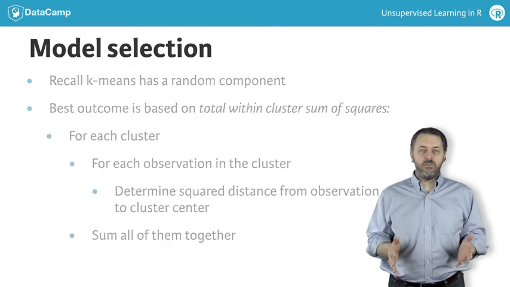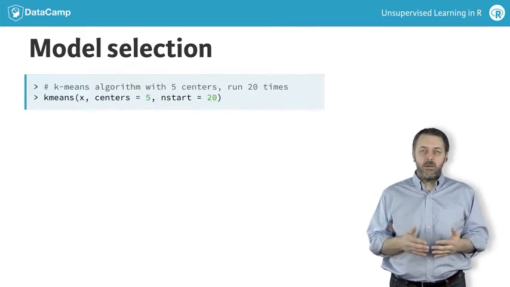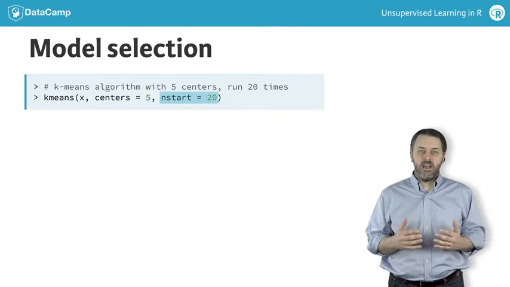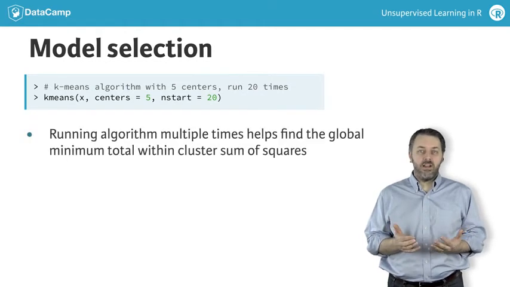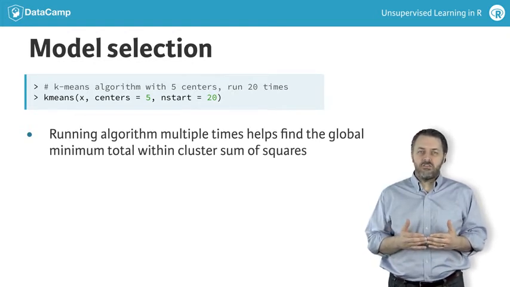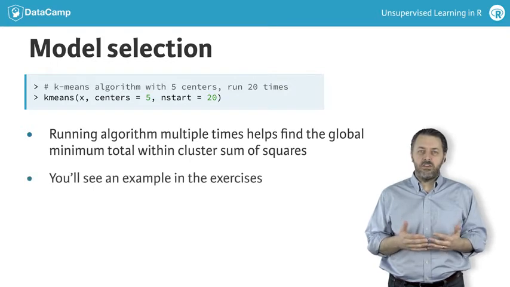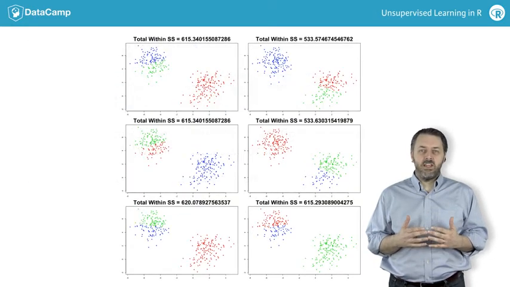R does all of this model selection automatically. By specifying nstart in kmeans, the algorithm will be run nstart times, and the run with the lowest total within cluster sum of squares will be the resulting model. This helps the algorithm find a global minimum instead of a local minimum, but does not guarantee that outcome. In the hands-on exercises, I will show you how to determine the total within cluster sum of squares from the results of running kmeans. Here's a visual example of running the kmeans algorithm on the same data multiple times.